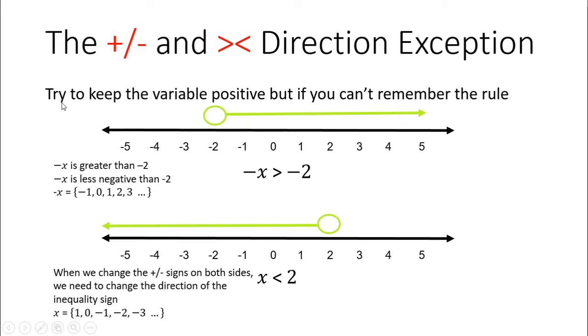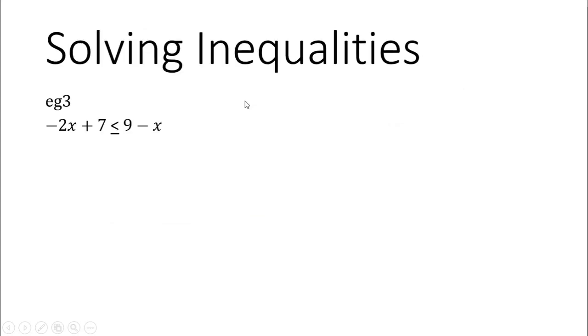If at all possible, try to keep the variables positive. So here's another example. And again, I want to try to keep my variables positive. So will I move my negative 2x to the right side, or will I move my negative x to the left side? Which one is the smaller variable term? Negative 2x is more negative than negative x. So that is the smaller x term. That's the term we should move.